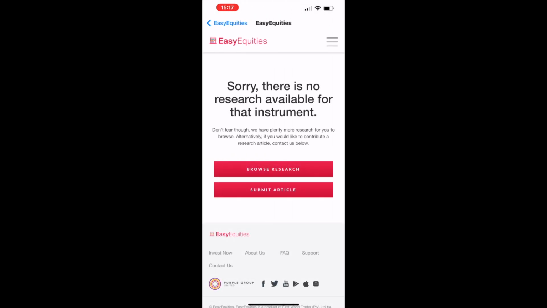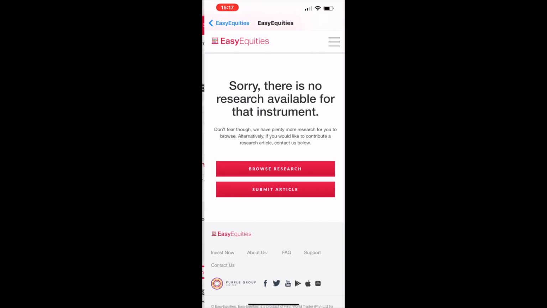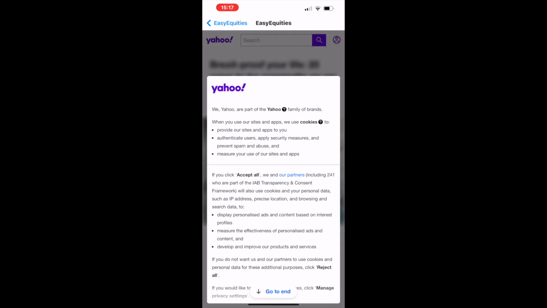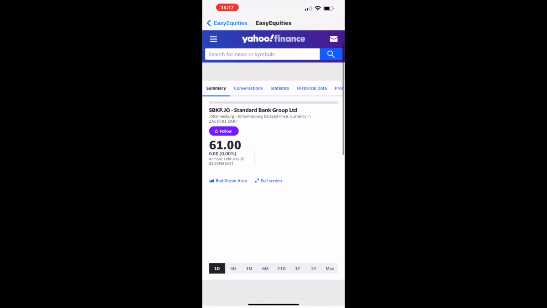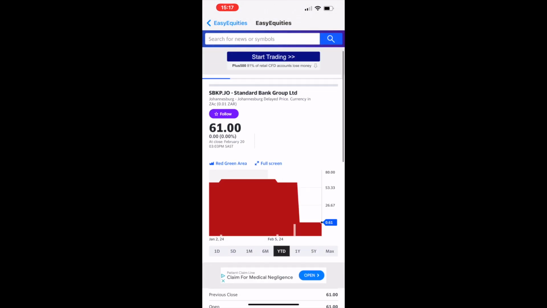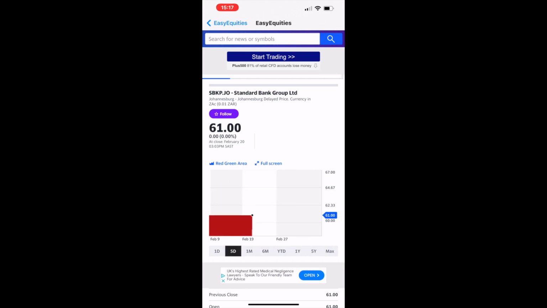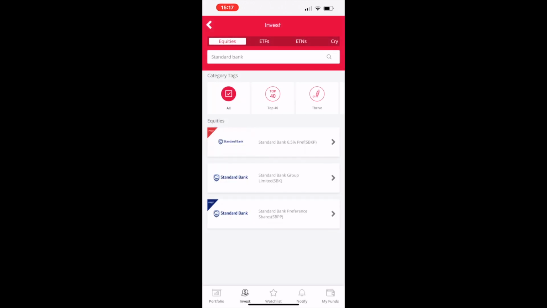So we can see that they do give information. When I clicked on that, it said EasyEquity is not available. However, if you go to Yahoo Finance, it shows you the track record of Standard Bank as it is now, and it even gives you today, 5 days ago, 1 month, 6 months, a year, and so forth. There are various platforms that provide information on different companies before you invest.